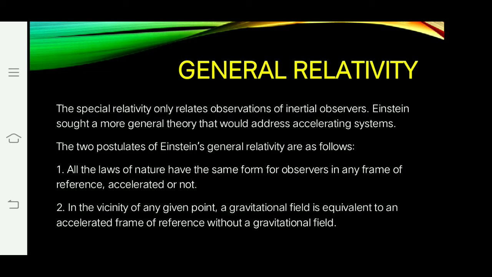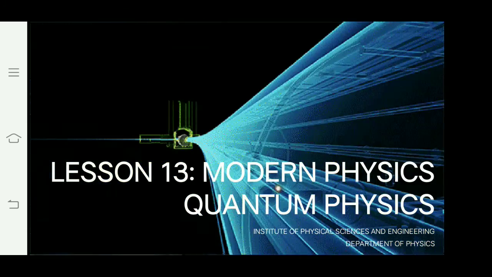This special relativity only relates observations of inertial observers. The two postulates of Einstein's general relativity are as follows. All the laws of nature have the same form for observers in any frame of reference, accelerated or not. In the vicinity of any given point, a gravitational field is equivalent to an accelerated frame of reference without a gravitational field.